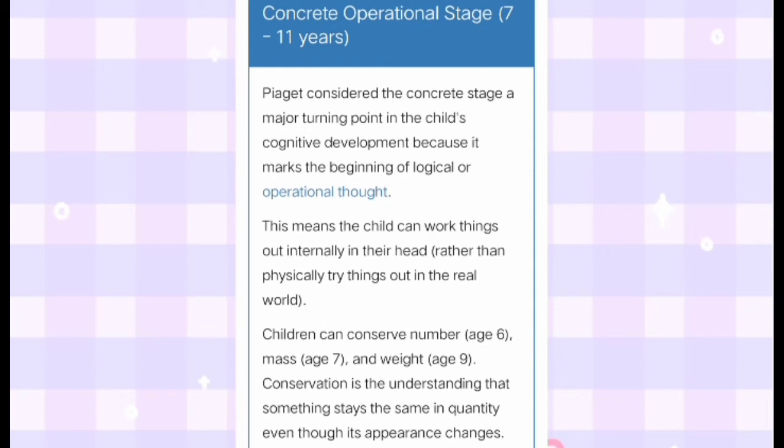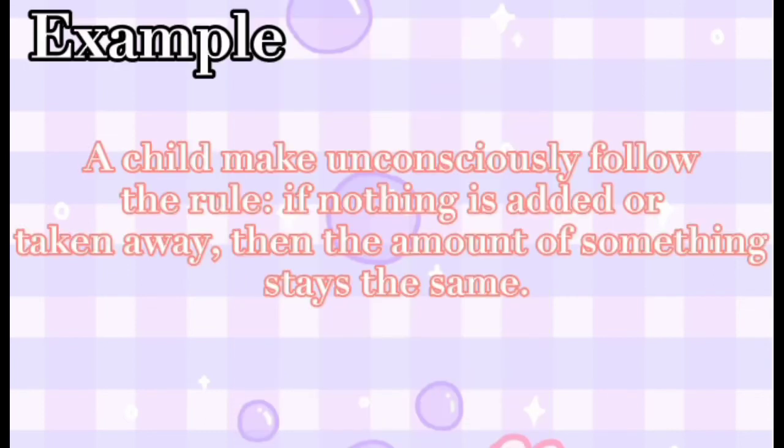Conservation is the understanding that something stays the same in quantity even though its appearance changes. Example, a child may unconsciously follow the rule that if nothing is added or taken away, then the amount of something stays the same. This simple principle helps children to understand certain arithmetic tasks such as adding or subtracting 0 from a number.